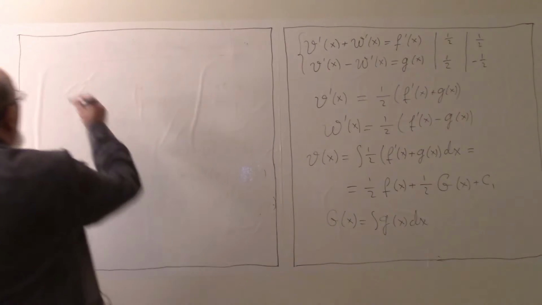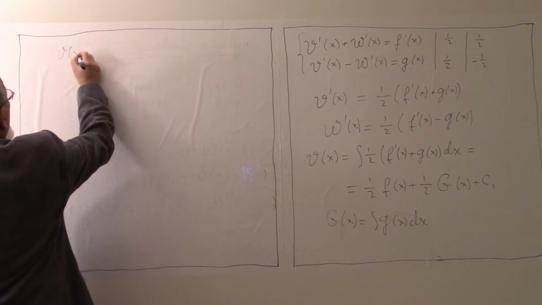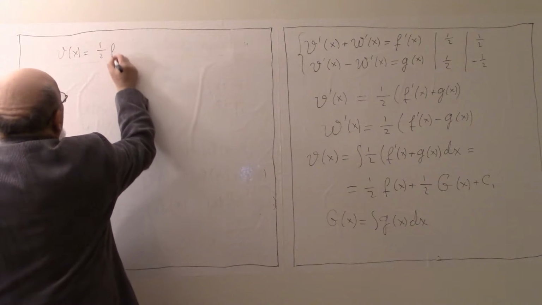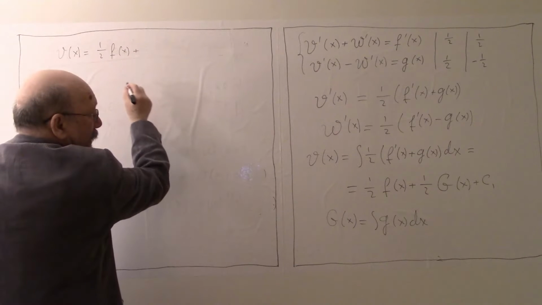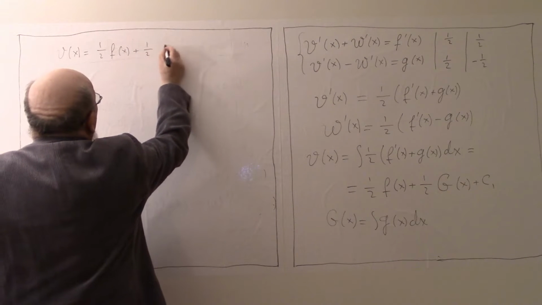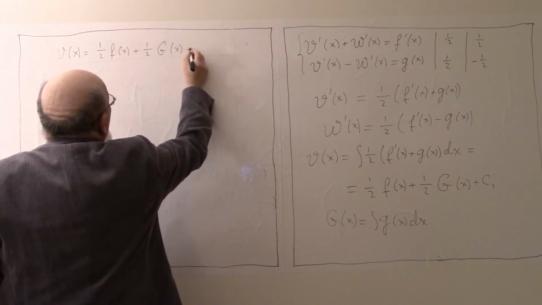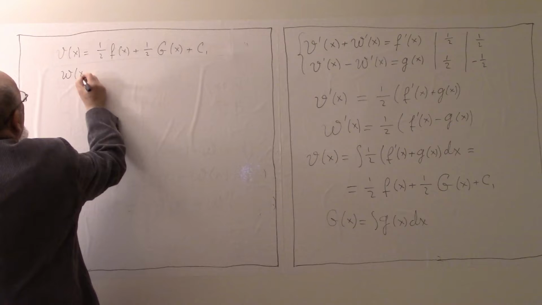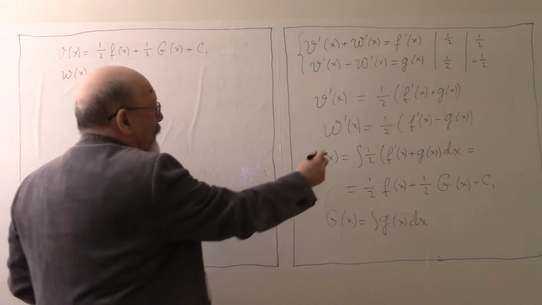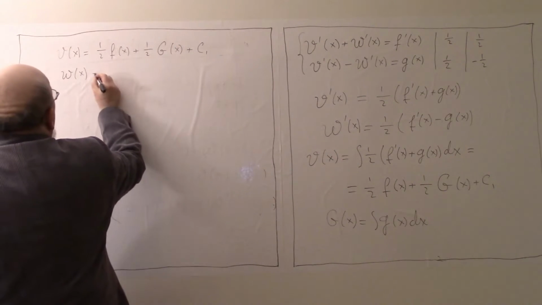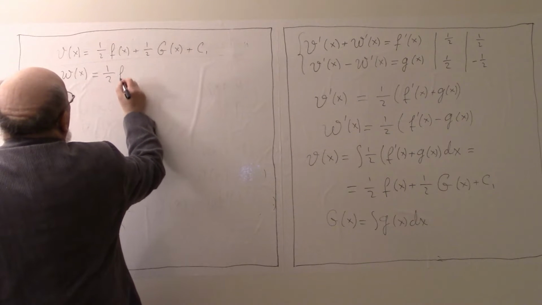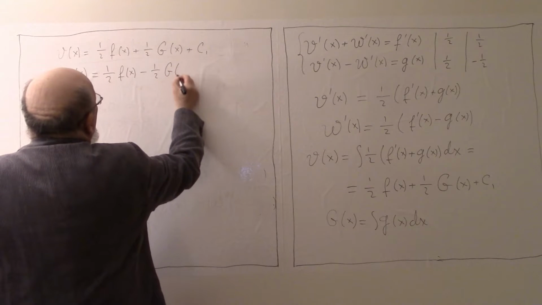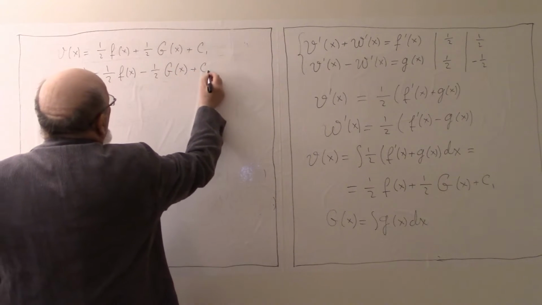So v of x equals 1/2 f of x plus 1/2 capital G of x plus c1. w of x, by the same reason, equals 1/2 f of x minus 1/2 capital G of x plus c2.